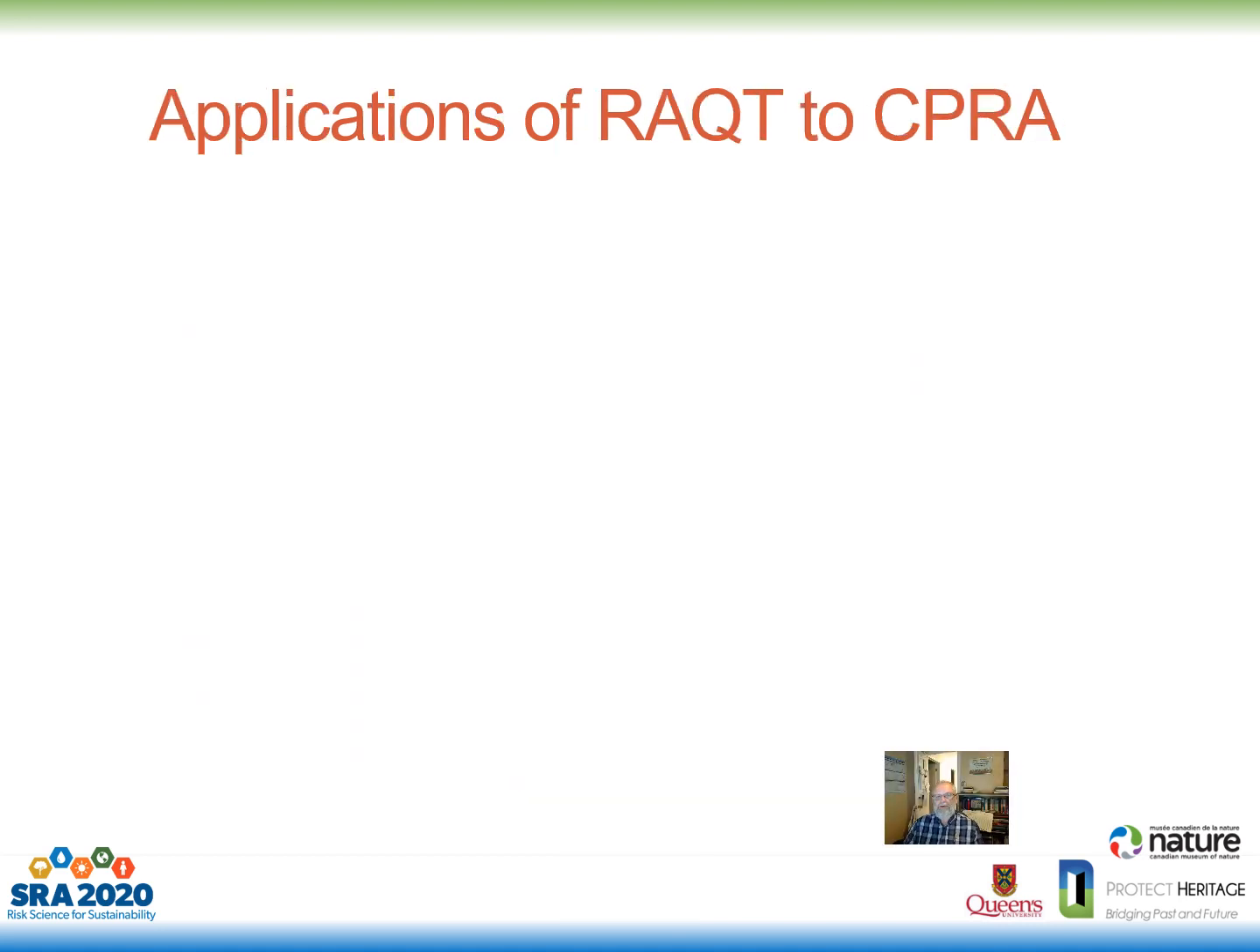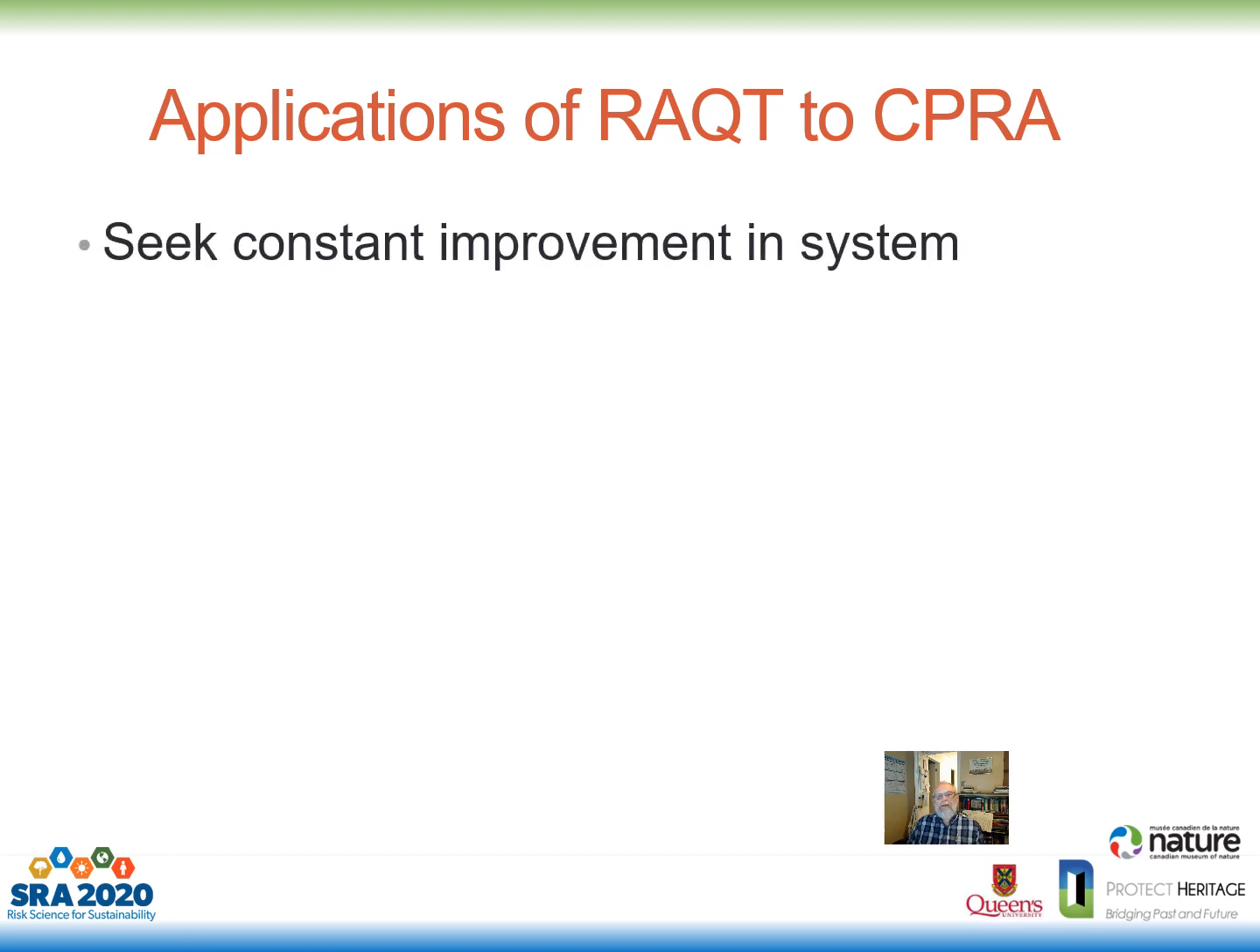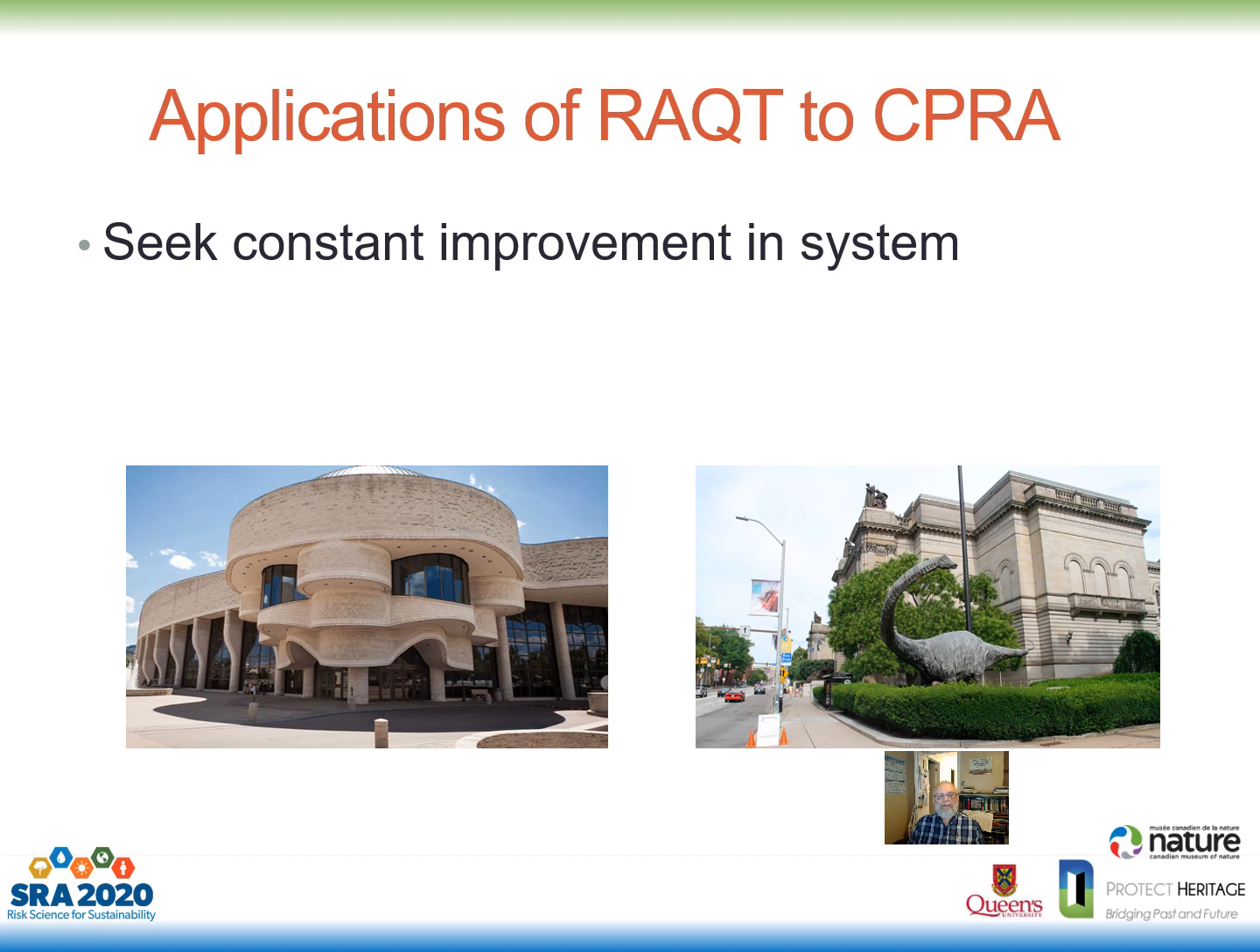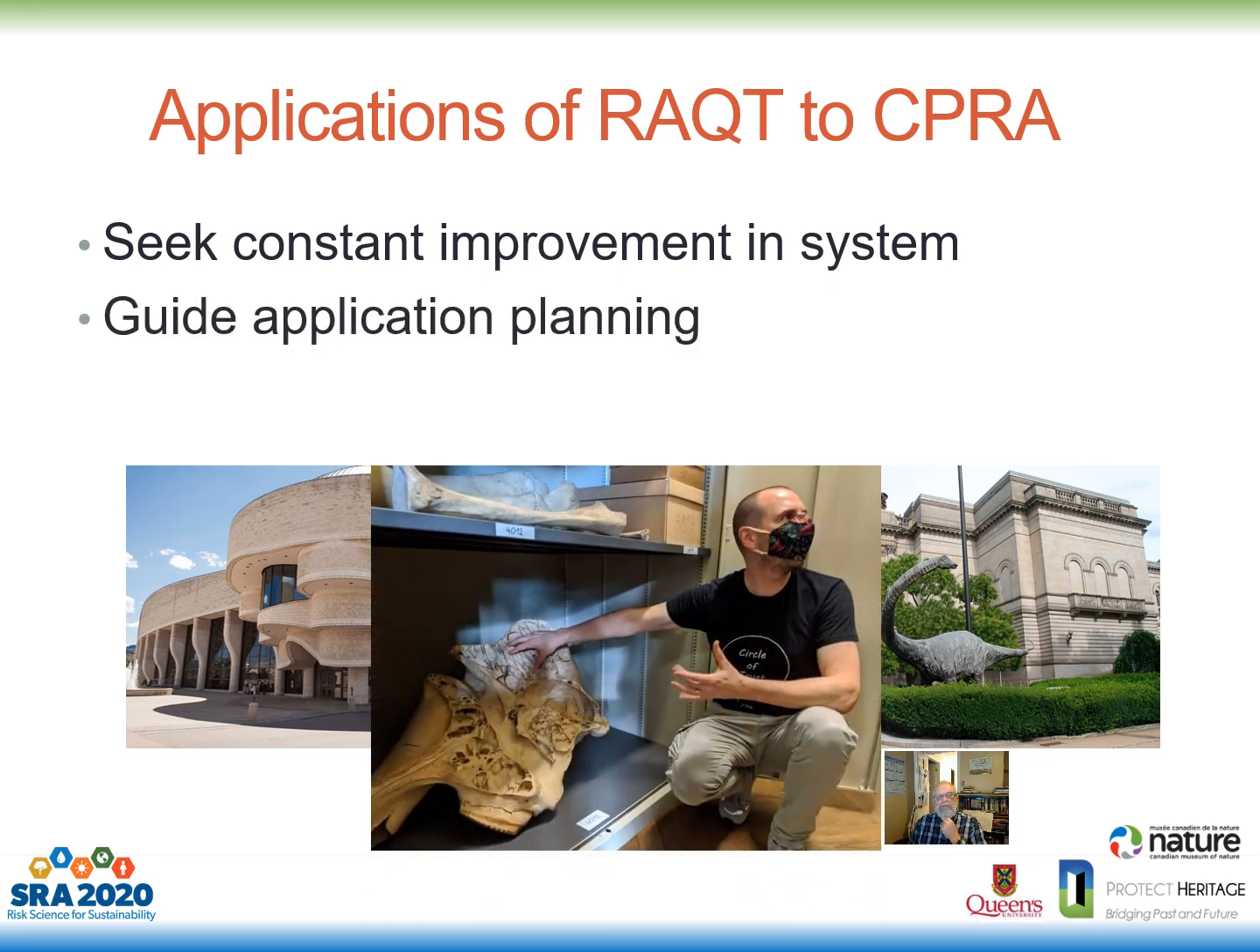There are several ways in which I expect that the risk analysis quality test will be applicable to cultural property risk analysis. One is to seek constant improvements in the system that we're applying. That's what I'm going to be talking about mostly here today, where I'll consider 2 recent cases, our Canadian Museum of Civilization and the Carnegie Museum of Natural History, about 3-year projects to implement that are just now coming to an end. I'm going to review how those implementations went from the framework of the RAQT and look for areas of improvement. But it could also be useful for guiding application planning.